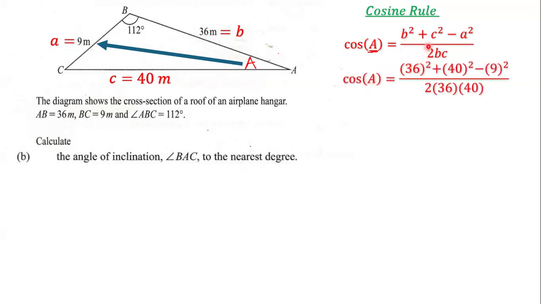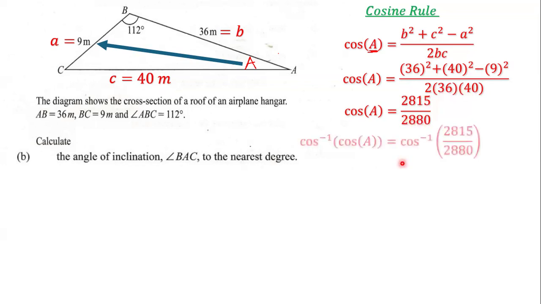We know that B is equal to 36, C is equal to 40, small a is equal to 9. And capital A is still unknown. Now we evaluate the numerator. We say 36 squared plus 40 squared minus 9 squared, and that gives us 2,815. Then we have 2 times 36 times 40, and that gives us 2,880.